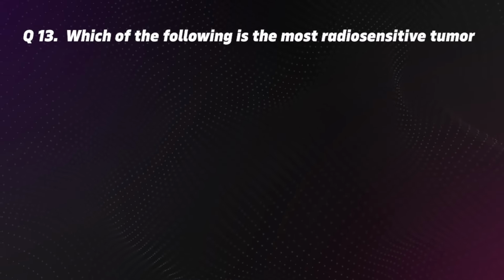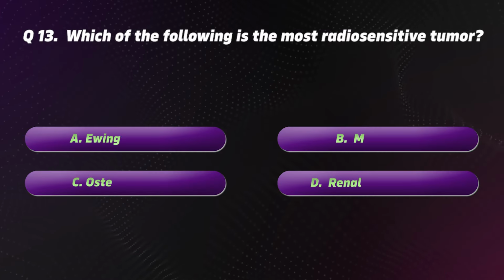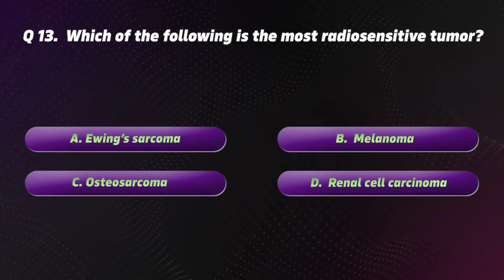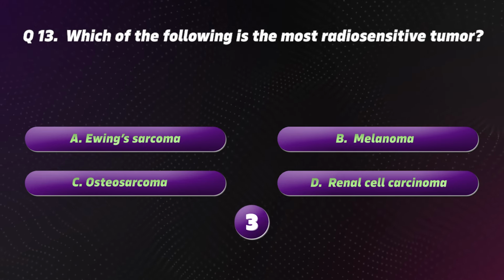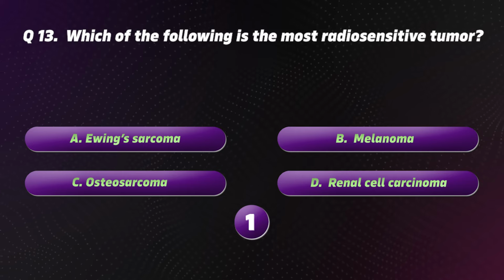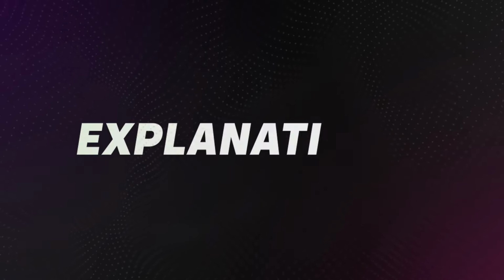Question 13. Which of the following is the most radiosensitive tumor? Here are the options. A. Ewing's sarcoma. B. Melanoma. C. Osteosarcoma. D. Renal cell carcinoma. And the correct answer is A. Ewing's sarcoma. Here's the explanation.